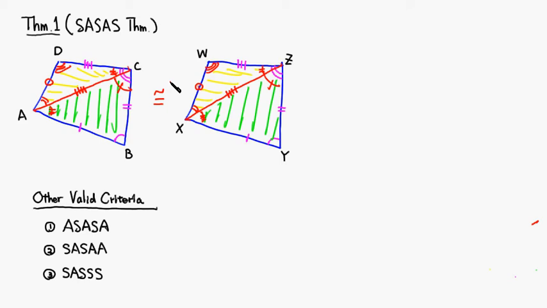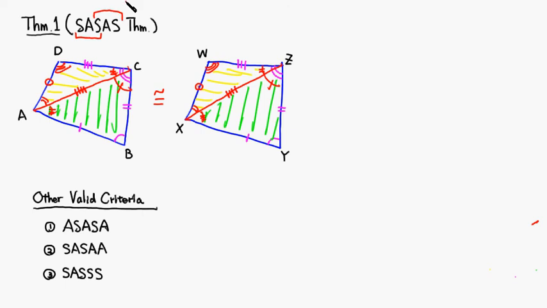The one thing you should probably notice is that this is really a combination of congruence criteria for triangles. If you pay attention, looking at the first 3, this is a valid criterion for triangles. And the same thing, SAS again in the last 3.